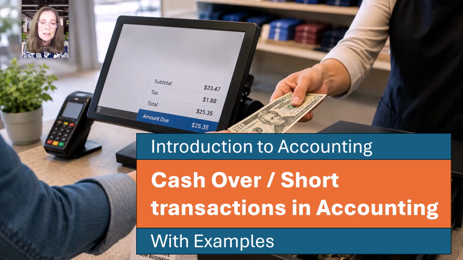However, cash remains an important part of many businesses, and when the amount of cash in a register doesn't match what the accounting records say should be there, accountants need a way to record and track the difference. In this video, we'll explore the cash over and short account, learn why cash differences occur, and see how accountants properly record transactions when there is either too much cash or too little cash on hand.